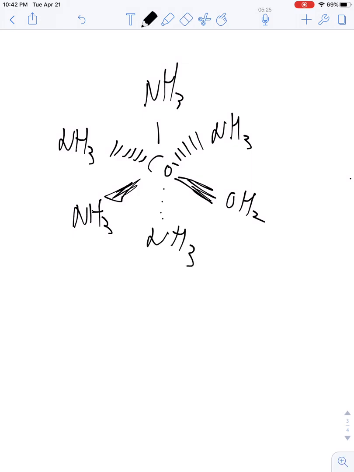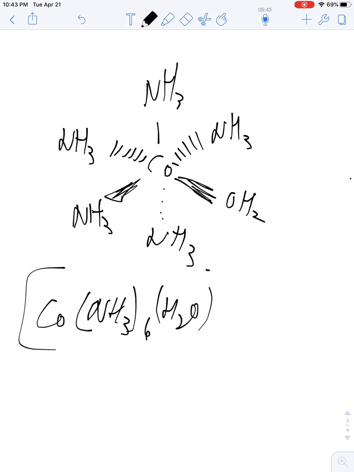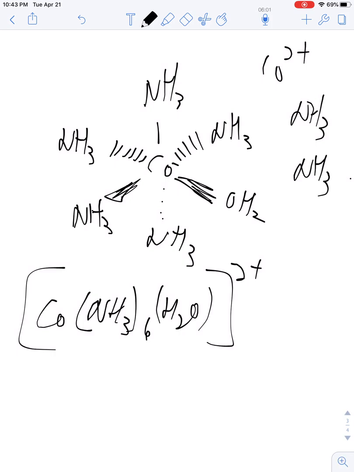So here's a different complex ion, cobalt, 6 ammonias, OH2, let's write it as H2O. Okay, big old brackets, +2. Why is it a +2 charge? Because cobalt has a +2 charge, and the ammonia that you're adding is neutral, and the water that you're adding is neutral.